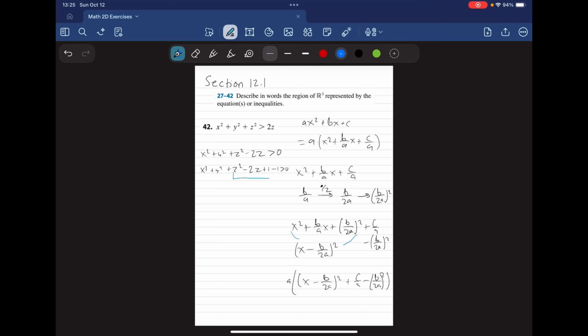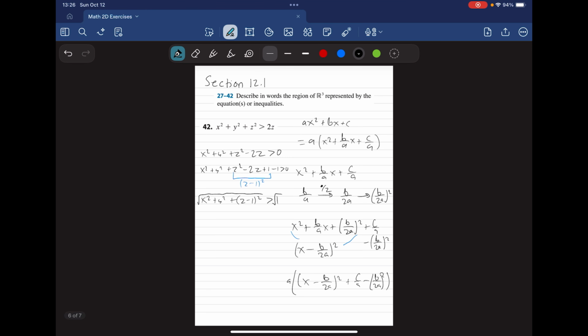And so this factors as z minus 1 squared. And if we add 1 to both sides to get rid of this constant, our inequality becomes x squared plus y squared plus z minus 1 squared is bigger than 1. And some of you might already see what this represents. To make things a bit clearer for us, let's go ahead and take square roots on both sides.